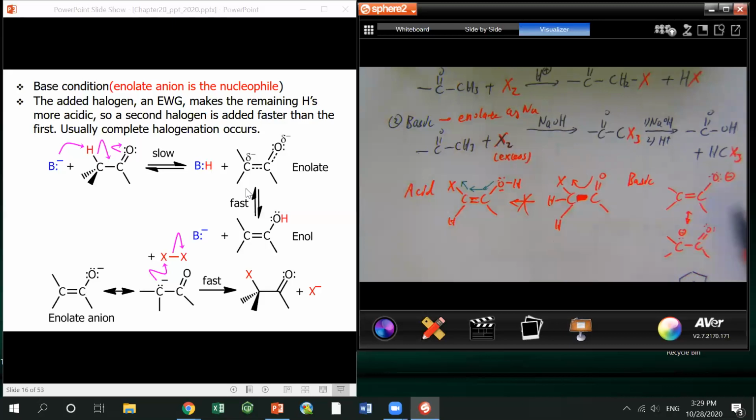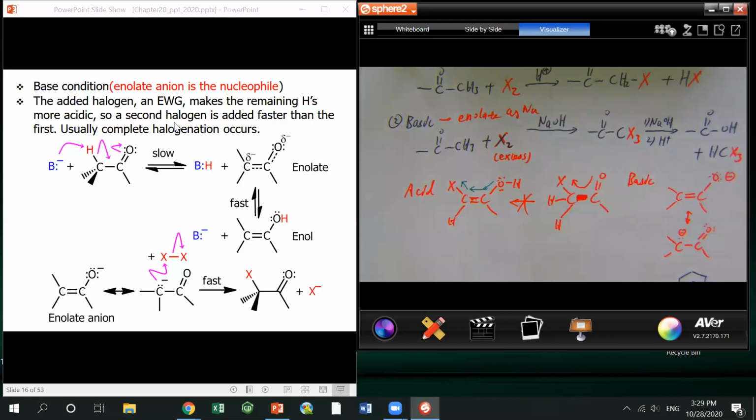Then this enolate acts directly as the nucleophile and picks up the halogen, as shown here. So the enolate picks up the halogen and gives you the final product. Why can't you stop at adding only one halogen? You continue to add a second one. That's the intermediate.